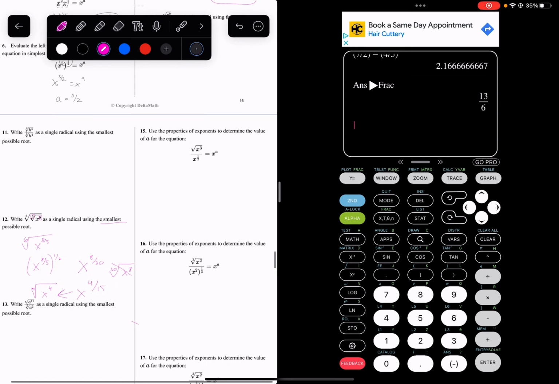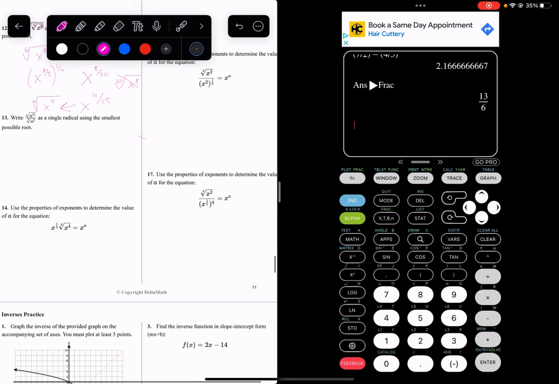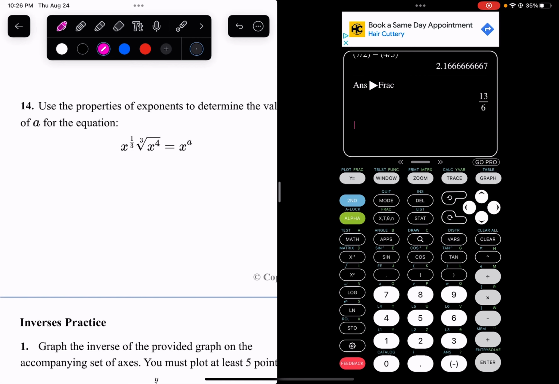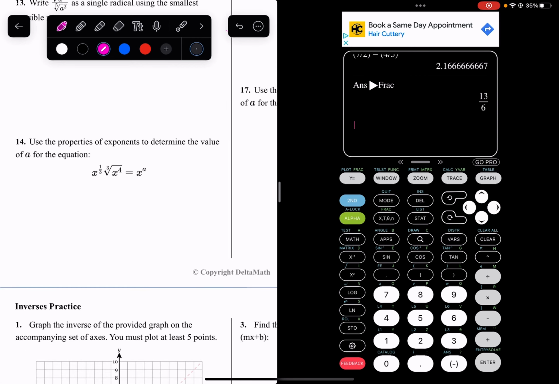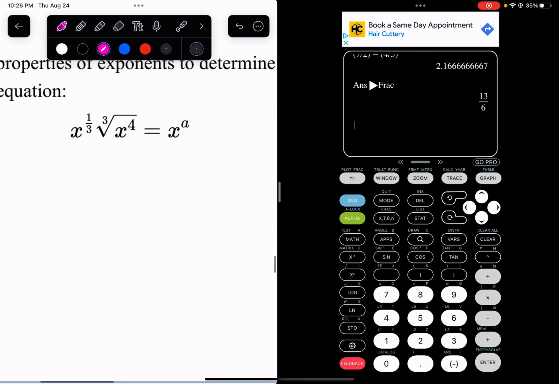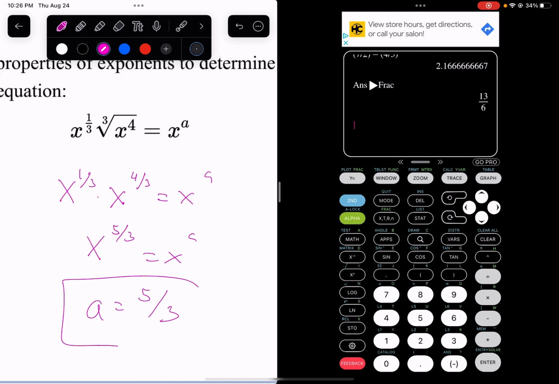All right. Let's see. Let's try this one. They want us to use the property of exponents to get the value of a. So what I would do here is this guy's already an x. I would get everything in exponential form. So we end up with x to the 1/3 times x to the power of 4/3. And now this one's pretty easy, right? Remember when you multiply exponents, you add them. So we end up with x to the 5/3. So a is 5/3.